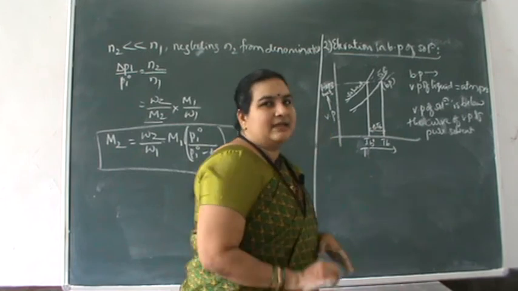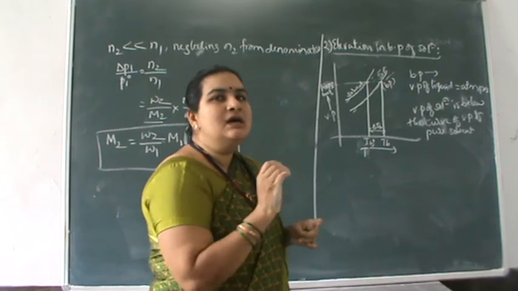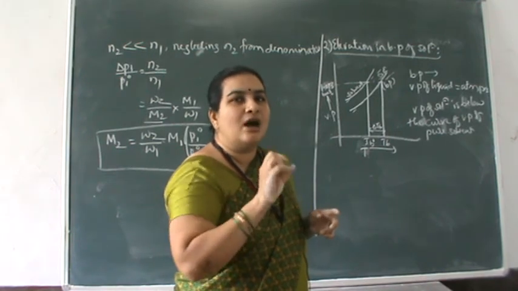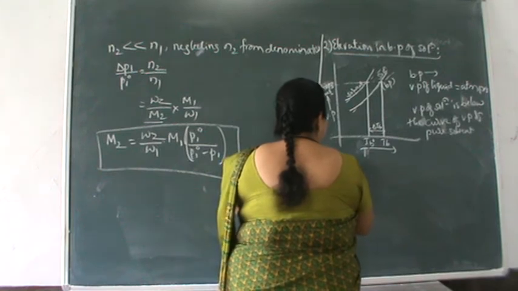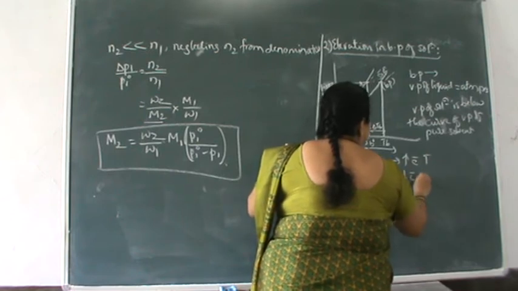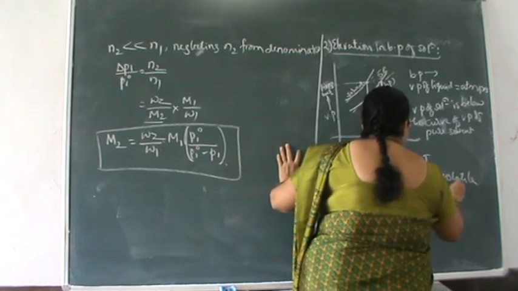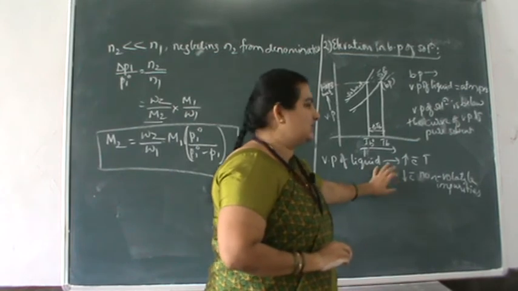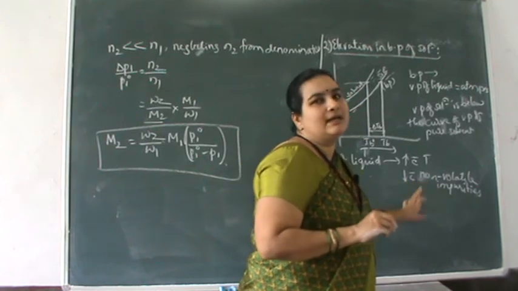Let me give an example of how the vapor pressure of the solution varies with temperature. In discussing vapor pressure of a liquid, we also discussed how it varies with temperature and the presence of non-volatile impurities. Vapor pressure of a liquid increases with temperature, and it decreases with the presence of non-volatile impurities. I have already given you this point.